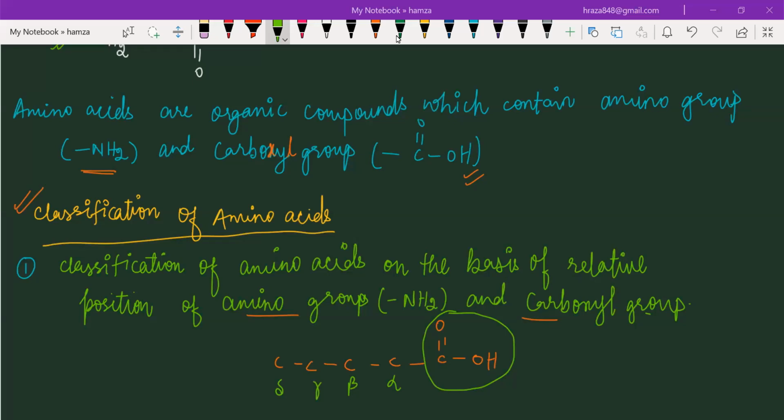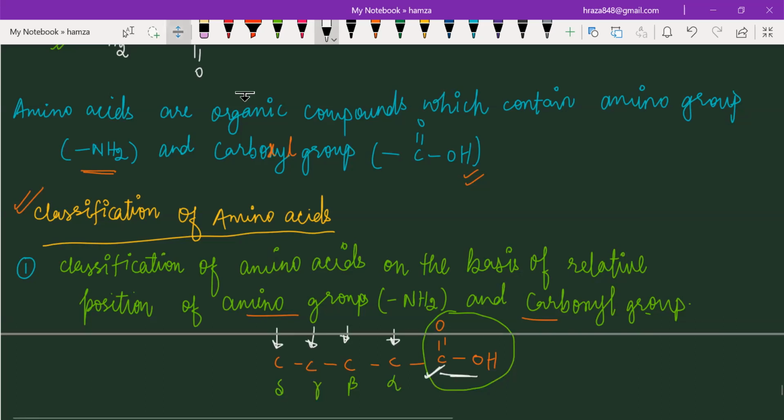So what I was saying is, classification is on the basis of the relative position of the amino group and carboxyl group. Basically, if this is the carboxylic acid, then with respect to this carbon, this will be alpha carbon, this carbon will be beta carbon, this carbon will be gamma carbon, and this carbon will be delta carbon.